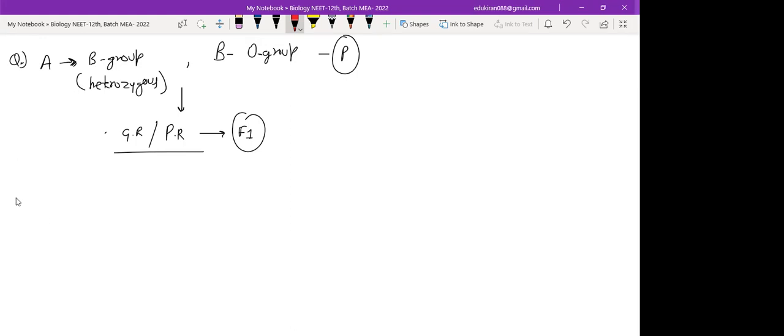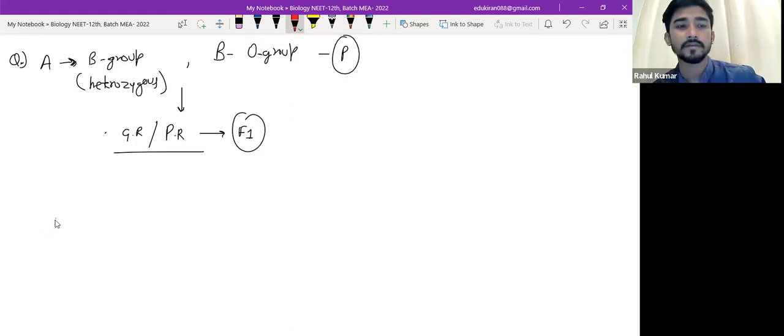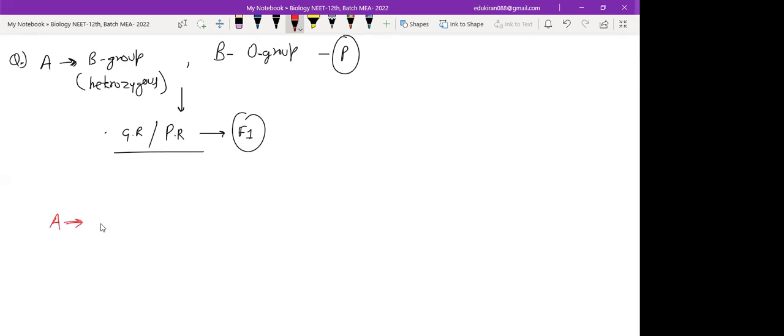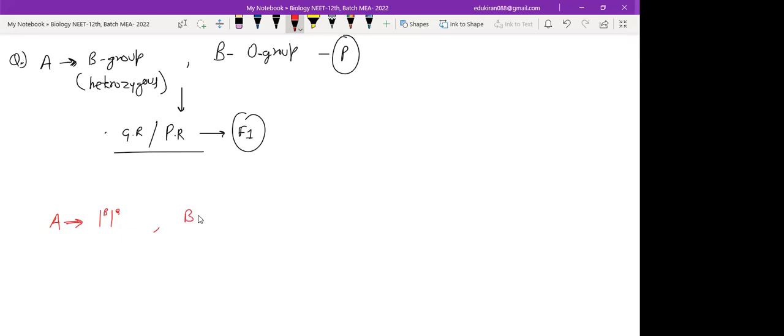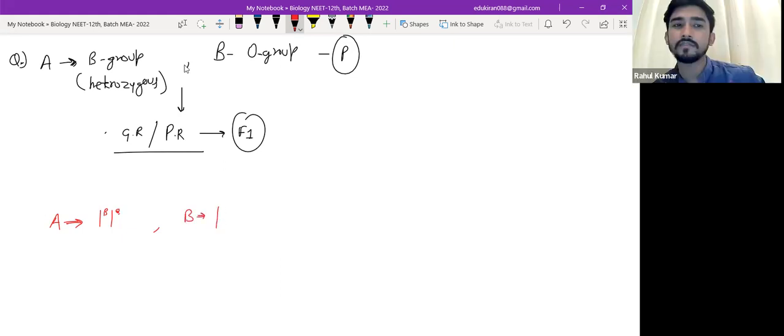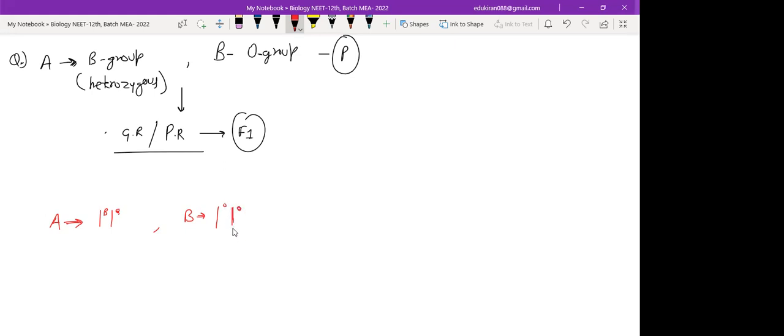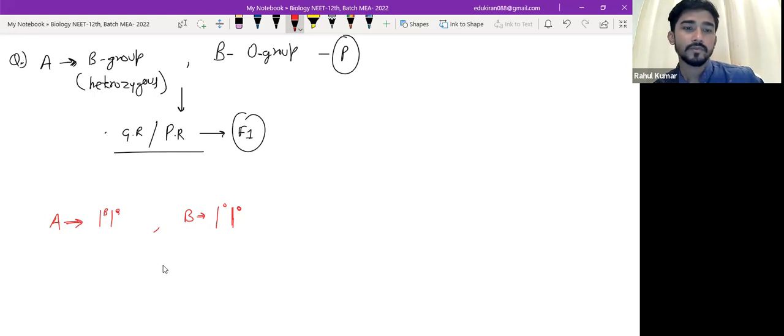Yes, so let's start with figuring out the genotype for parent A. What is the genotype for parent A? IB and IO, right? Because it's written that it is B group and heterozygous. So this is the only possibility, correct? Very good. What is it for parent B? IO and IO. Yes. So there is no need to give the information about the allele combination. If it is O group, it has to be IO and IO, correct? Yes, perfect.